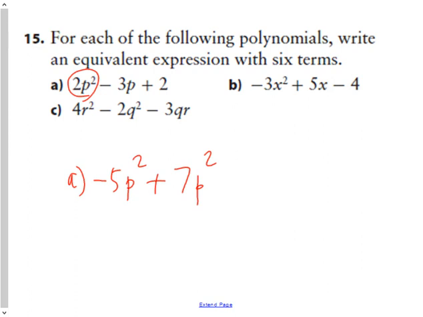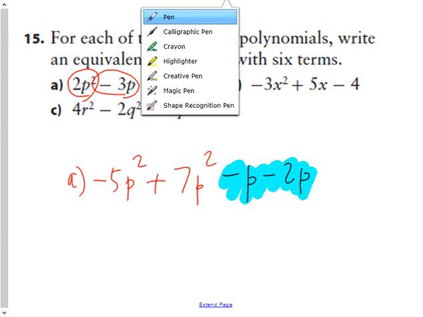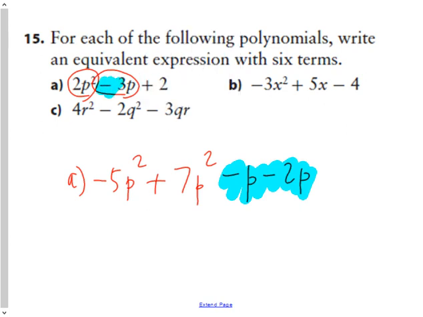The second one, of negative 3p, I'm going to make this one easier. A negative p and a negative 2p, those two terms make this term right here. Oh, sorry, that's not right. Highlighter, blue, there. These two make this one.